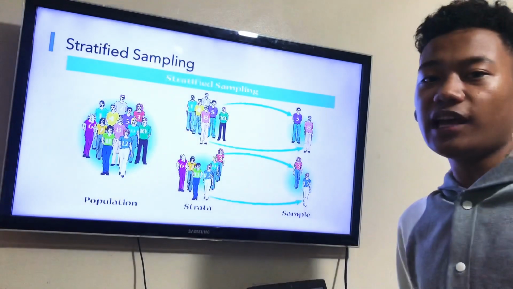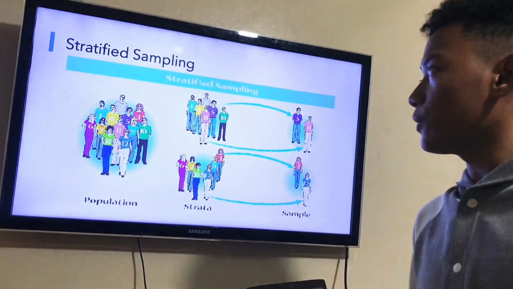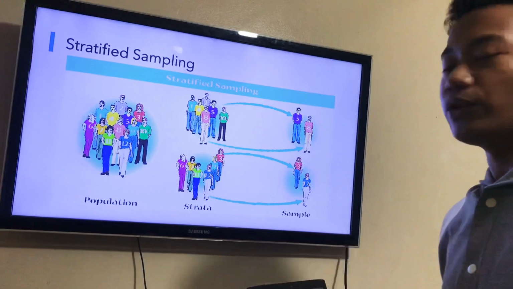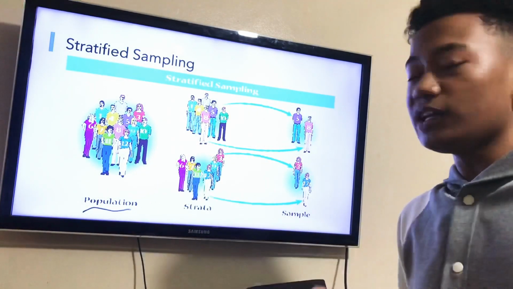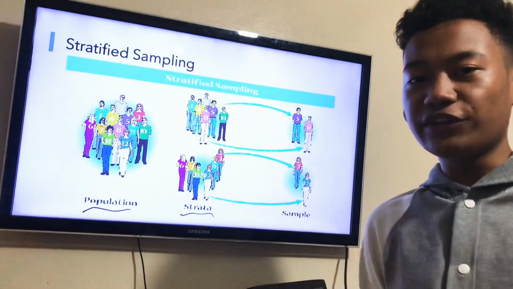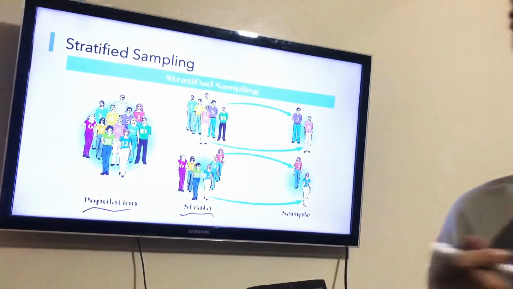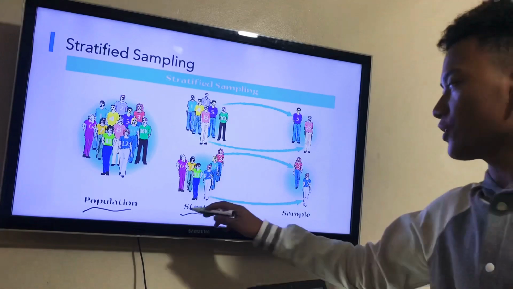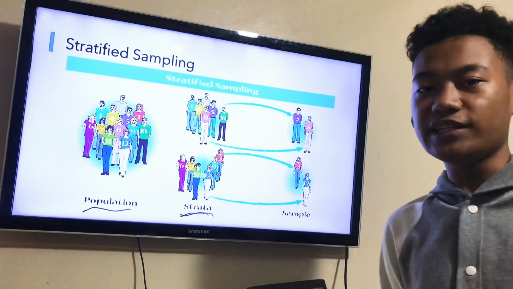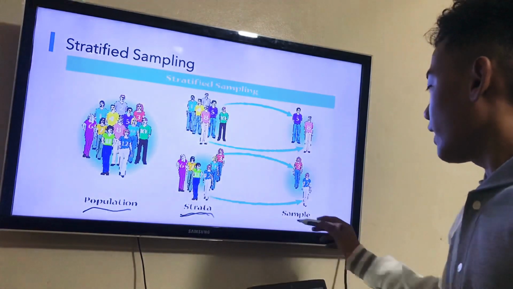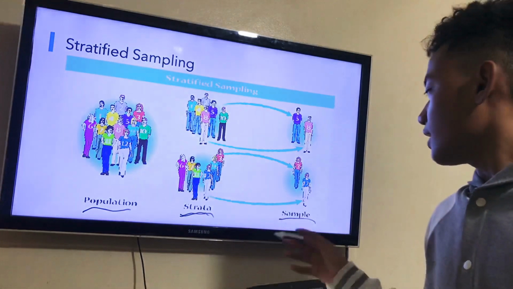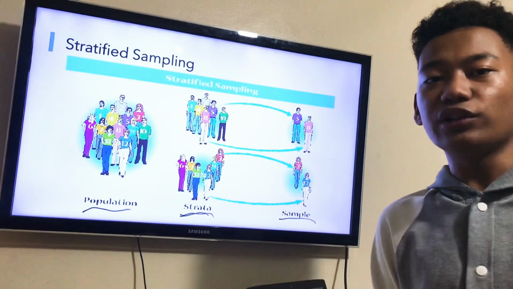So in stratified sampling, there are three critical elements that form this sample. The first is the population, second is the strata, and third is our sample. Our population contains all the members of a specific group. While the strata, just like what I said earlier, is the group of people having the same characteristic or something in common. While the sample is the representative from our strata and it is obtained through SRS, or what we call simple random sampling.